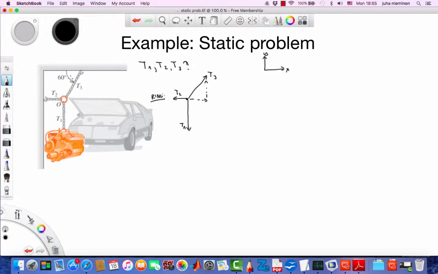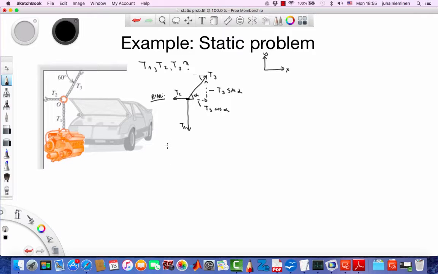And we see from here that there's an angle of 60 degrees right there. So the same angle is of course here. Let's call that angle alpha, which is 60 degrees. So in that case, the vertical component must be T3 times sine alpha, and the horizontal one T3 cosine alpha, like this. So now our free body diagram is complete for the ring, and we can extract some equations from this.